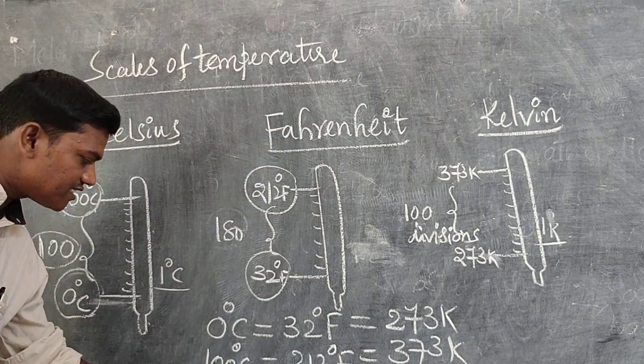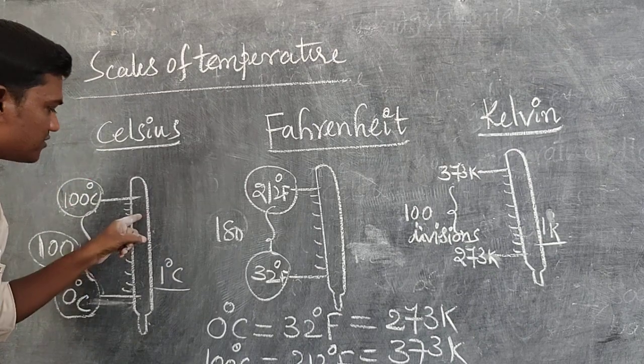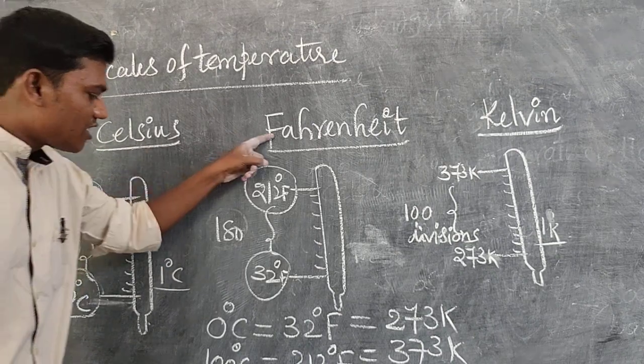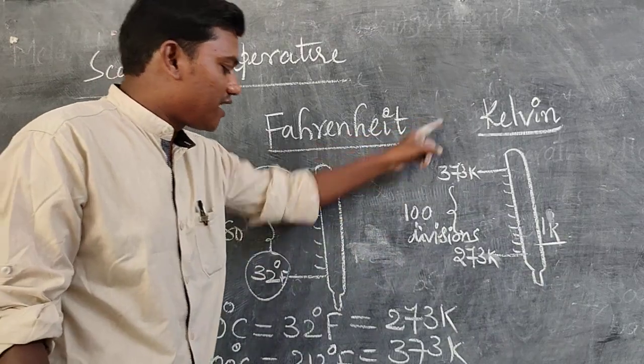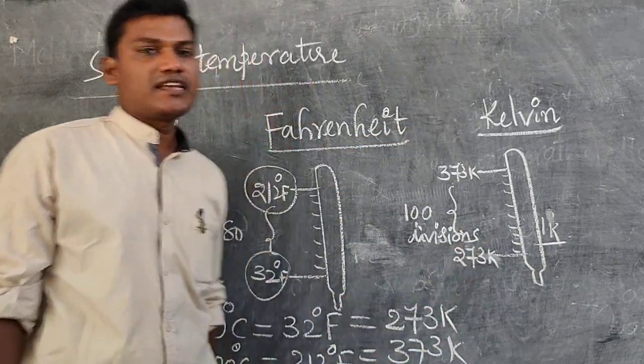100 degrees Celsius is the boiling point of water in which thermometer? Celsius. In the Fahrenheit, 212. In the Kelvin, 373 Kelvin.